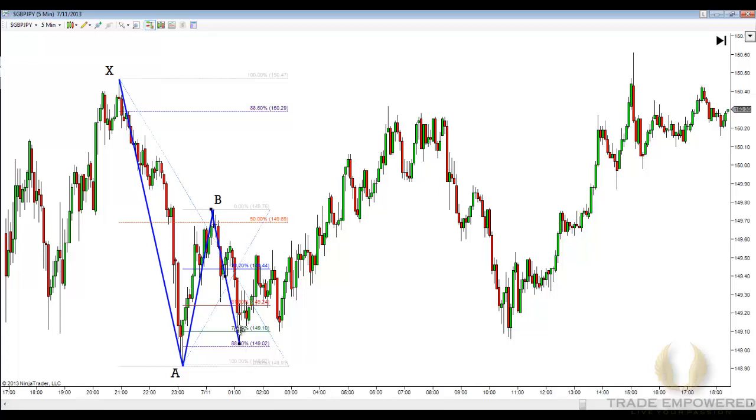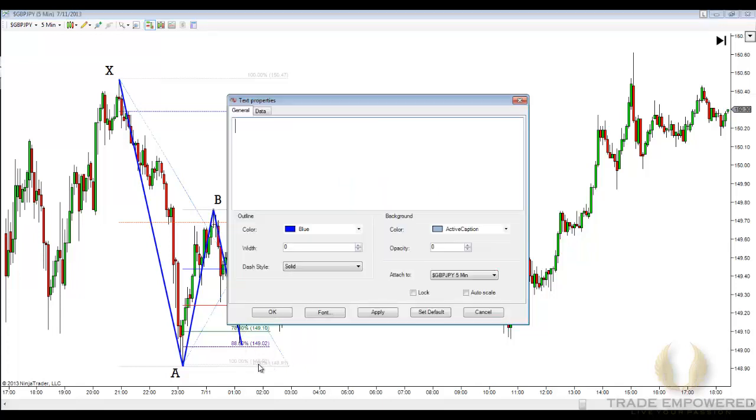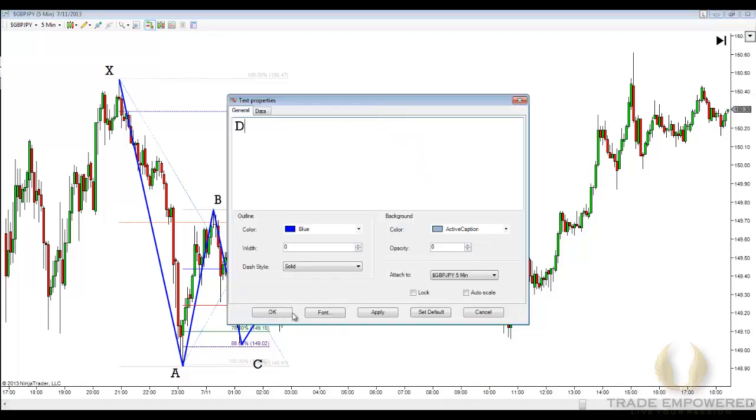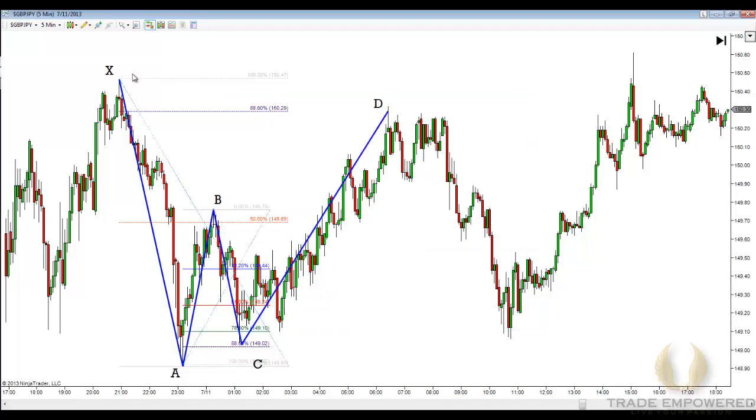So we have our C completion down here. And as always, for our D completion, we're going to look for price action to come hit the 886, which it does right here, giving us a valid D leg and a bat pattern completion. And you can see this pair actually rolls over pretty nicely for some target ones and target twos, which we'll go over in a little bit.